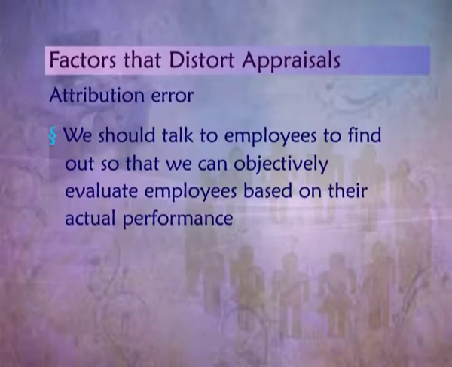We should talk to employees to find out so that we can objectively evaluate employees based on their actual performance. Next is stereotyping. Stereotyping is mentally classifying a person into an affinity group and then identifying the person as having the same assumed characteristics as the group. Making assumptions about individual employees' characteristics based on their supposed membership in a group rather than explicitly identifying the characteristics of the individuals creates the potential for significant error in evaluations.